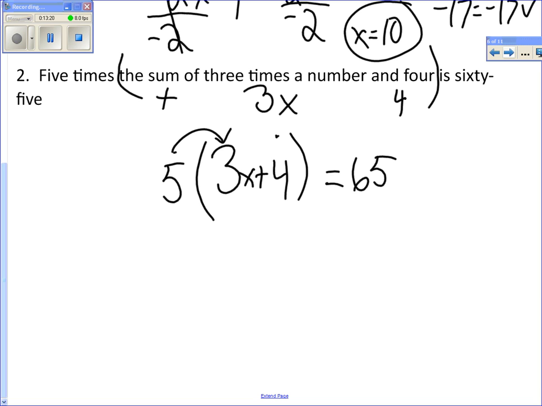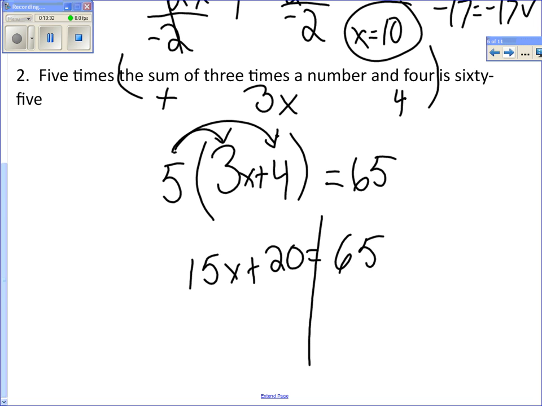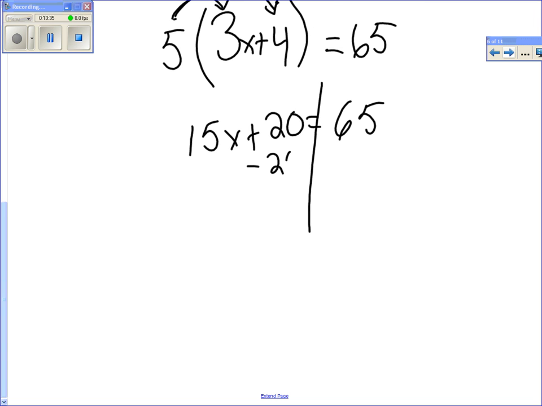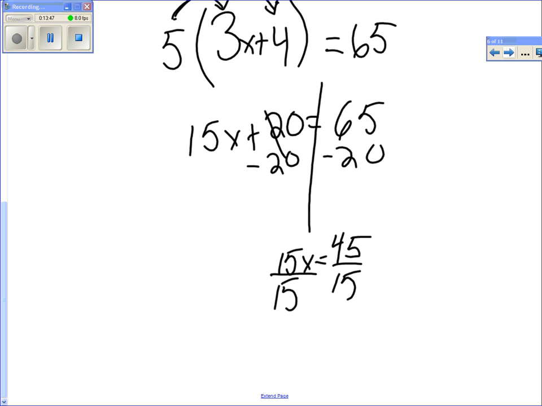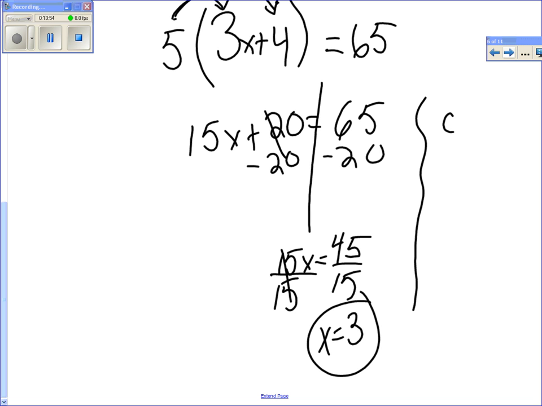Again, I'm going to take that 5 and I'm going to distribute it to both terms. So I'm going to be left with 15x plus 20, and that is equal to 65. I'm going to go ahead and draw my line, subtract 20 from both sides, and I have 15x now is equal to 45, and then I'm going to go ahead and divide. And I'll be left with x is equal to 3. And then the last step would be to check.